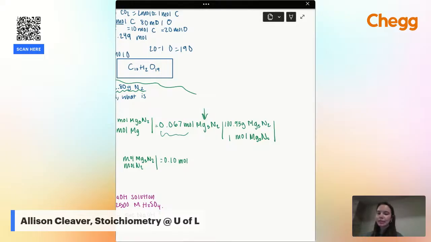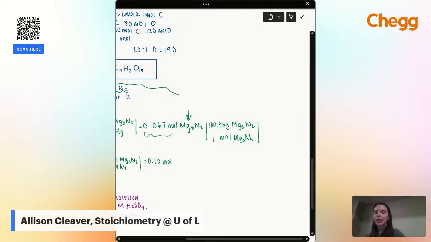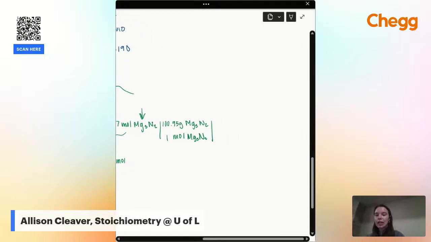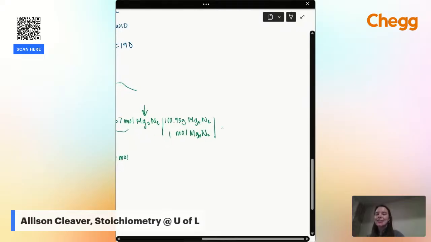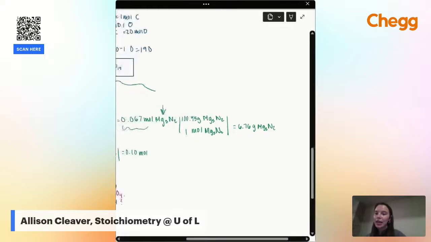So let's do 0.067 times 100.95, and we get 6.76 grams of Mg3N2. Hopefully that made sense how we got those grams.